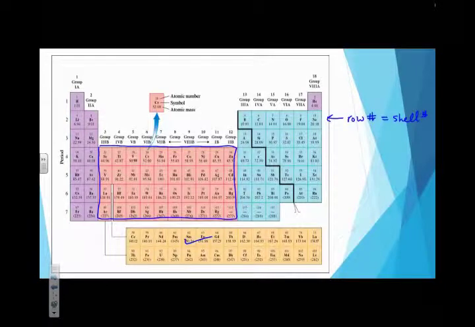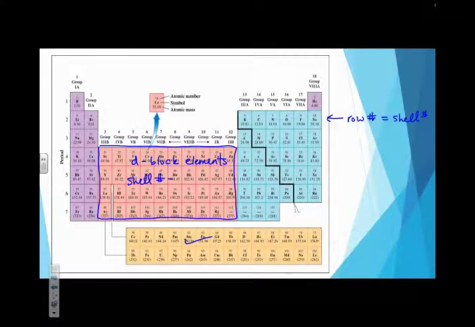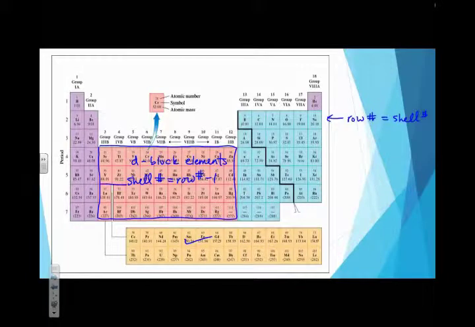And what you'll find for the D block elements is that the shell number will equal the row number minus 1. So take, for instance, these elements in the D block. They are in the 6th row, but they have a shell number of 5. So their shell number would equal 5, even though they're in the 6th row.